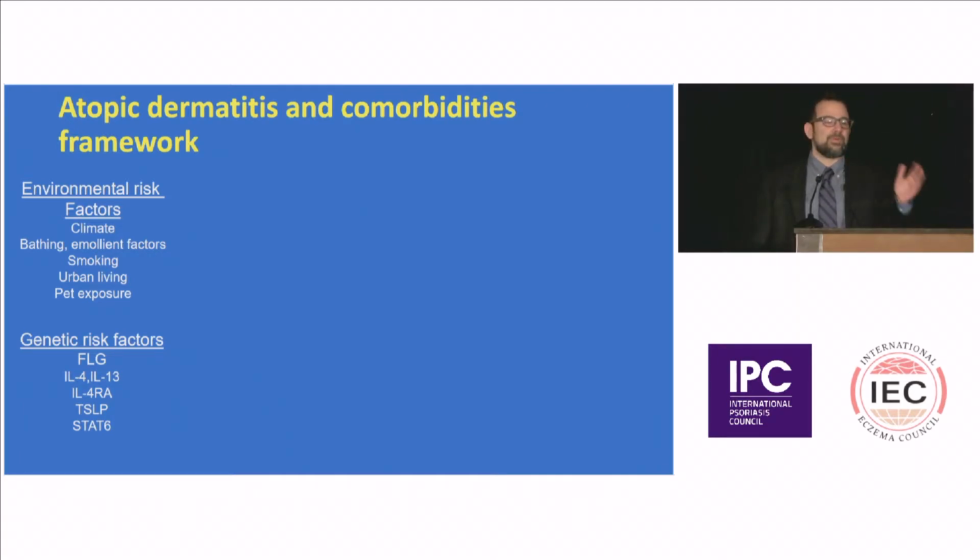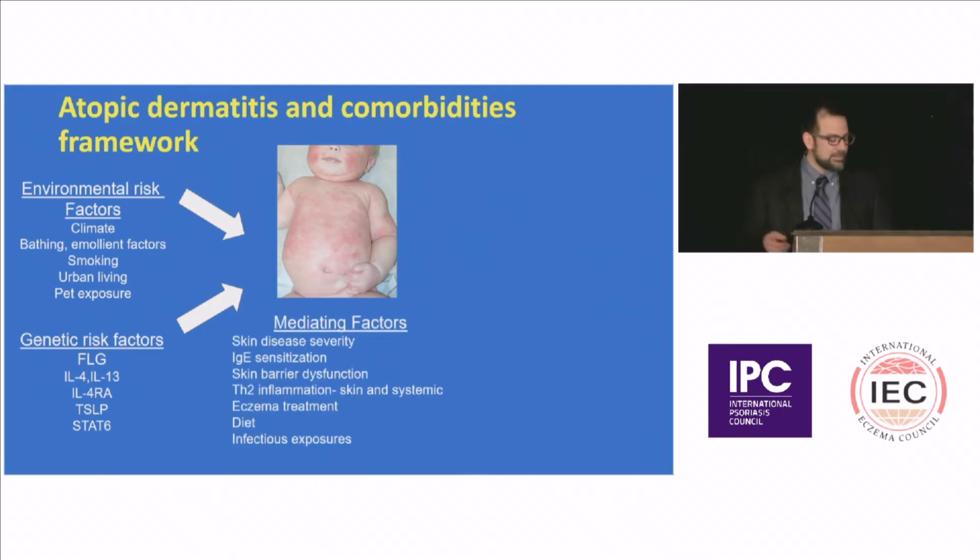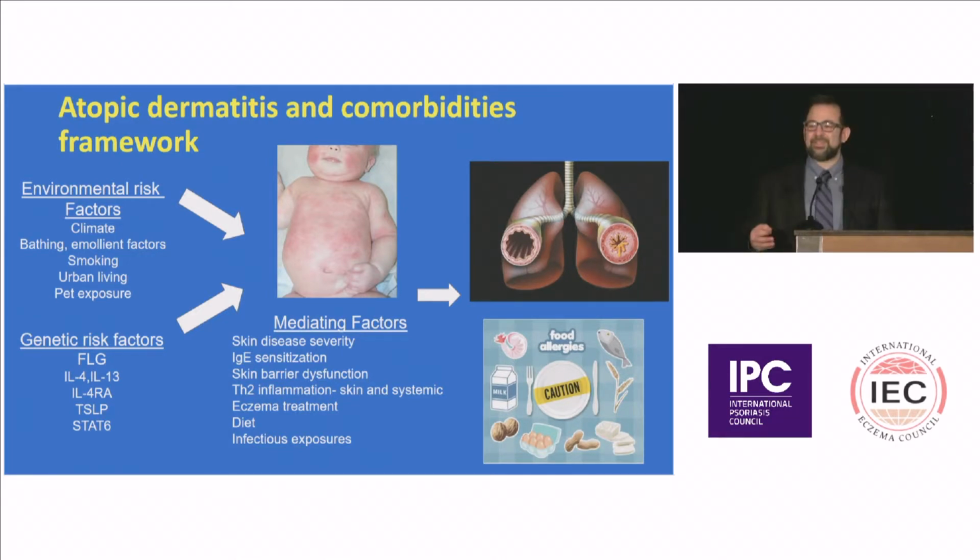So you can think about direct causal relationships with comorbid diseases. So for example, in atopic dermatitis, you'd have these environmental and genetic risk factors coming together to give a child atopic dermatitis with some potentially mediating factors such as disease severity, IgE sensitization, skin barrier dysfunction, Th2 inflammation. And then you can imagine or picture that leading to comorbid atopic diseases, so for example, asthma or food allergy.